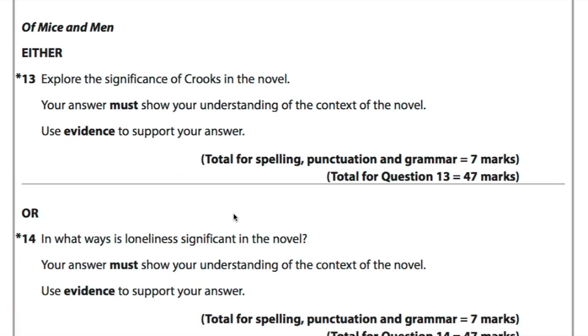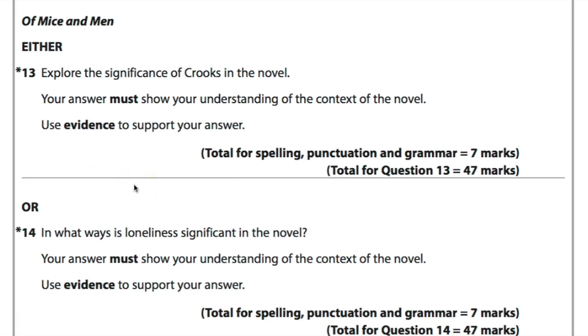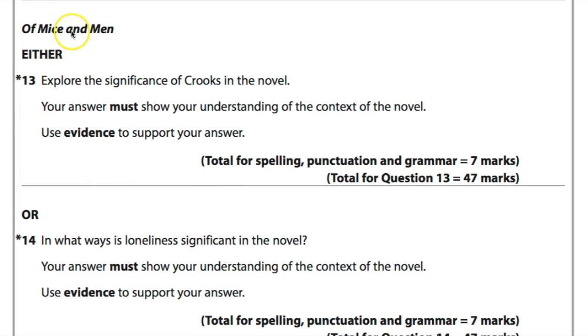So the text that I'm going to focus on now, just because again it's the text that I know best, and it's also the most commonly answered text, is Of Mice and Men by John Steinbeck, and we're going to focus on the first question they ask us here. So this is question 13.